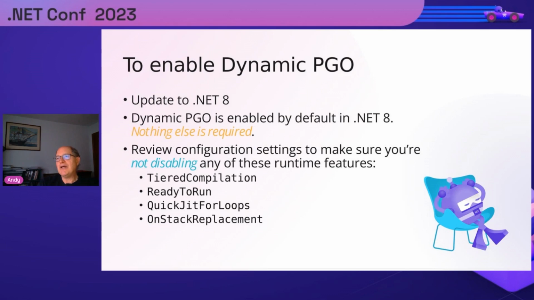Now, if you had been using PGO previously, or you had done some unusual configuration in your runtime, you may want to make sure you're not disabling some of the things that all of this depends upon. So you want to leave tiered compilation alone. You want to leave ready to run alone. You want to leave quick JIT for loops alone. You want to leave on stack replacement alone. If you don't know what any of these are, you don't need to. They're things that you might have set in the past for various reasons, but you should consider unsetting them now if you are setting them.